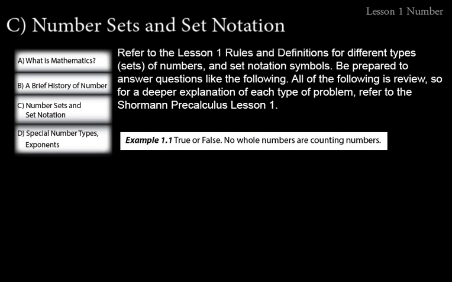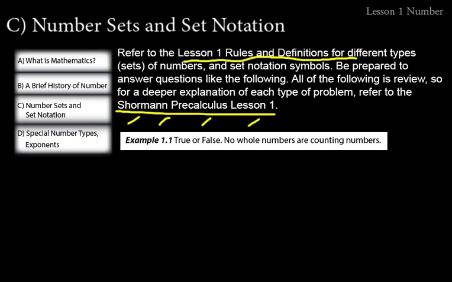Well, moving on to part C on number sets and set notation. We'll start doing some examples now and refer to the lesson 1 rules and definitions for the different types or sets of numbers and the different kinds of set notation symbols. So just be prepared to answer questions like the one below, and you can pause the lecture and try to answer it if you're feeling confident that you remember all the number sets and set notations from Shormann pre-calculus or a previous course. I'll move quickly through these, but you have this lesson here to review in the e-learning campus, so you can click on that Shormann pre-calculus lesson. A lot of part C and D here are review from that.